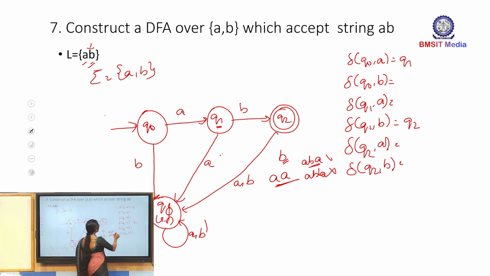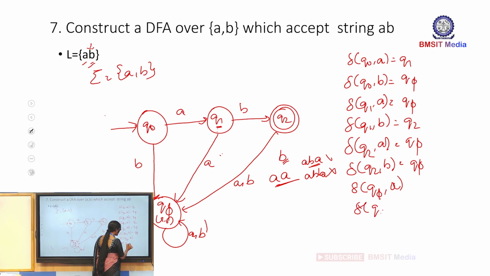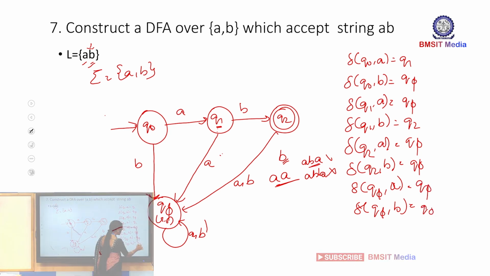So you can see that on seeing a B, Q0 enters the trap state, which is Q5. Q1 on seeing an A enters the trap state, which is Q5. Q2 on seeing an A or a B enters the trap state. Now for the trap state also we can write the transition. So on being in the trap state, on seeing an A or a B, we loop back in the same state, which is Q5.